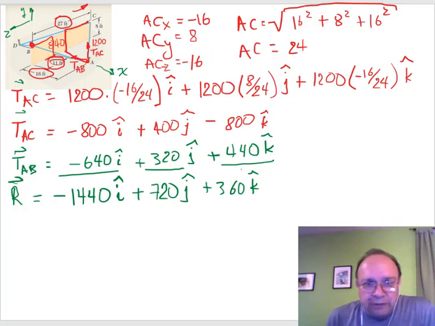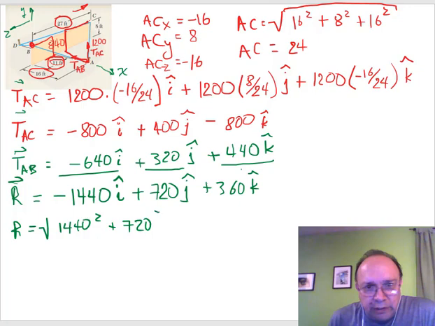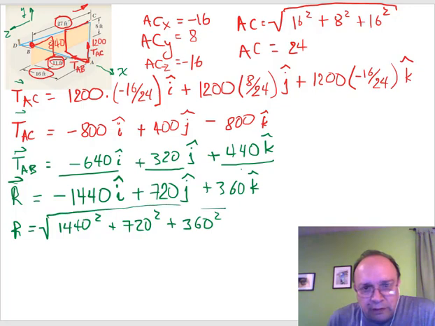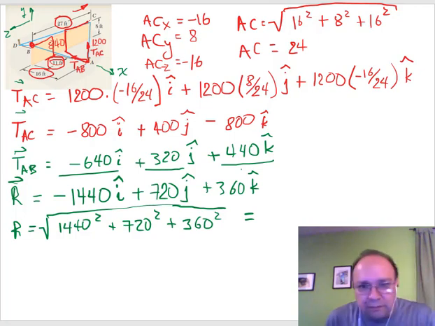If we want the magnitude of the resultant, it will be the square root of 1440 squared plus 720 squared plus 360 squared. So that magnitude will come up to be 1650 pounds.